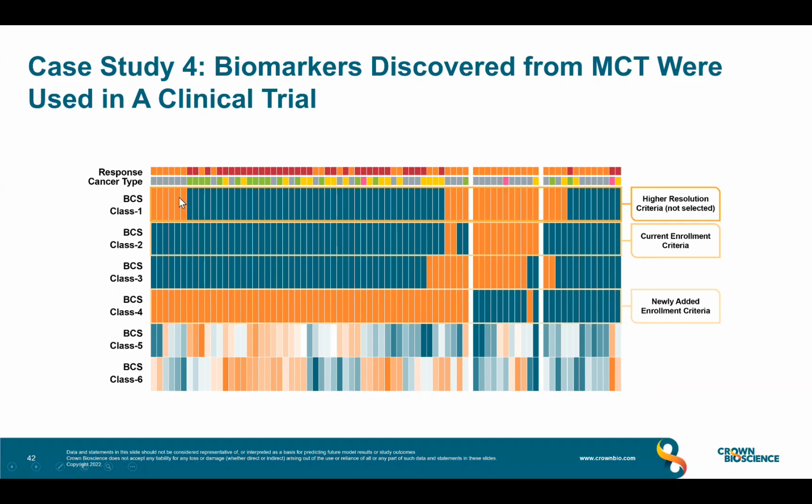But BCS class 1, which is a mutational biomarker set with multiple genes and better separates responders and non-responders with higher resolution, was not selected. It might be due to the fact that a single gene biomarker can be more easily tested in practice than composite biomarkers. So the balance between predictive power and operational convenience is very important for valuable biomarkers.